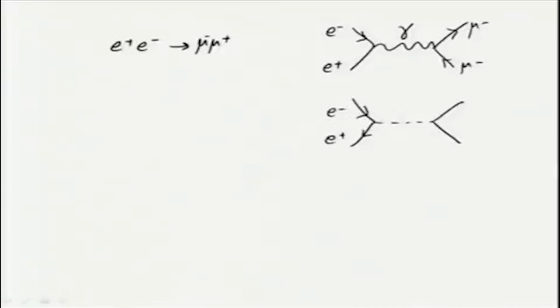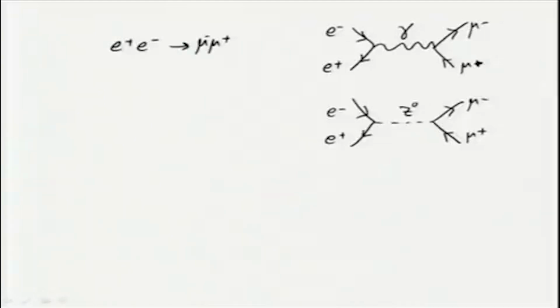Okay. Same final states, mu minus and mu plus in the final state, same initial state. But the intermediate propagator is now different. It is the Z0 that can carry this information. This is the weak neutral current interaction. The propagator is neutral here, and there is no change of charge along the current. Charge remains the same all along the current.